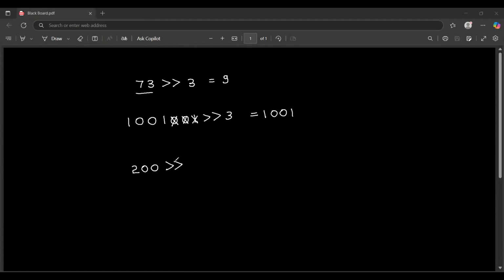Okay, what about something like 200 shifted by 4 bits? First of all, convert 200 into binary. So 128, 192, there is no 32, there is no 16, there is an 8, which completes 200, no 4, no 2, no 1. And you're discarding the last 4 bits. So the output will be 1100, which is 8 and 4, 12. So 200 right shift 4 bits is equal to 12. This is how you have to do right shift.